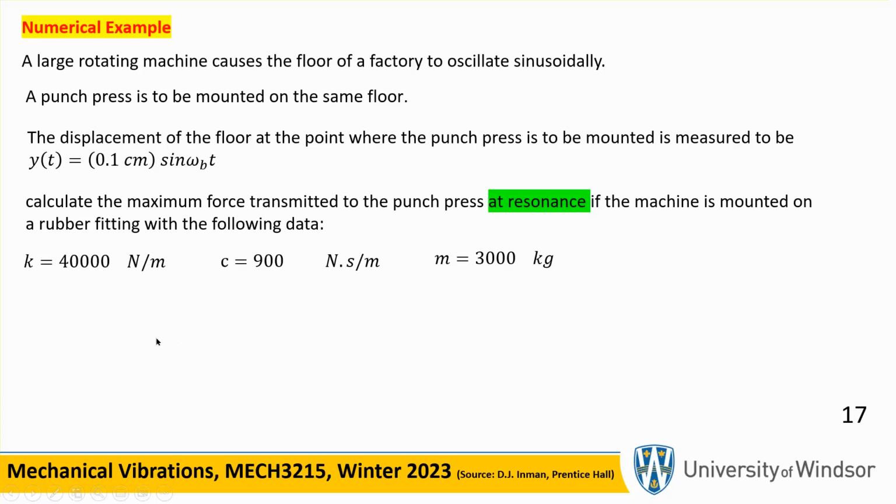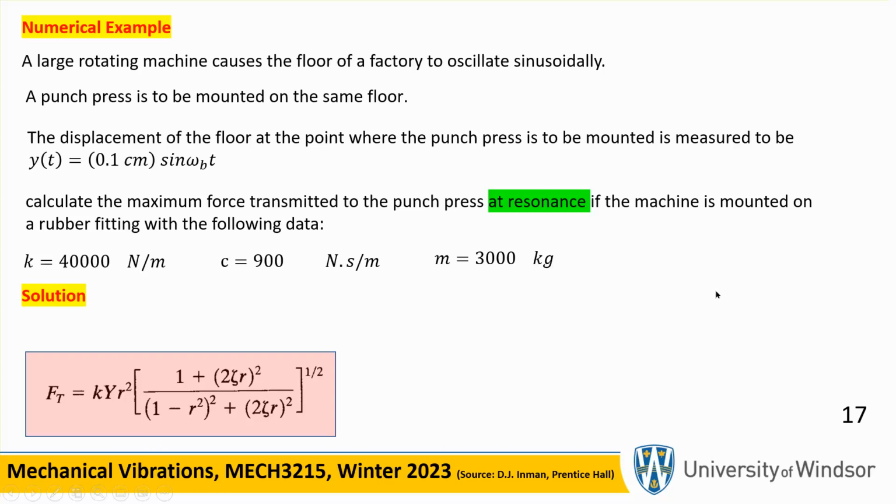Now, there's some information that's given to us. First of all, the data is here: the mass, the spring and the damper. This is for the foundation where the punch press is to be mounted. It says calculate the maximum force transmitted to the punch press at resonance if the machine is mounted on rubber fitting with this data. Basically, we have to know the expression for the transmitted force, which is right here.